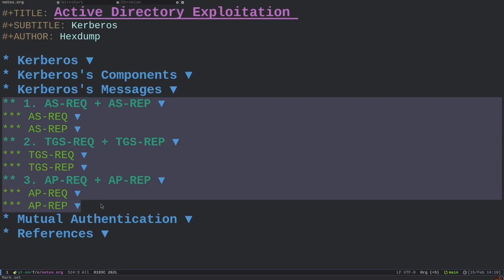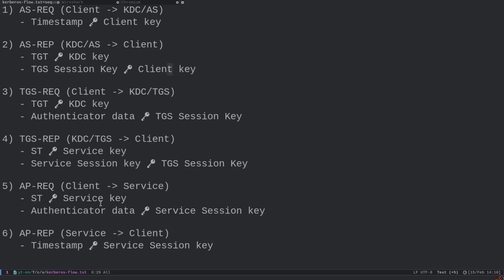It is useful at this point to do a big overview recap over everything we said, and I prepared everything that matters in this Kerberos flows.txt, which will be available in the resource material in the GitHub repository. So let's start from the top.